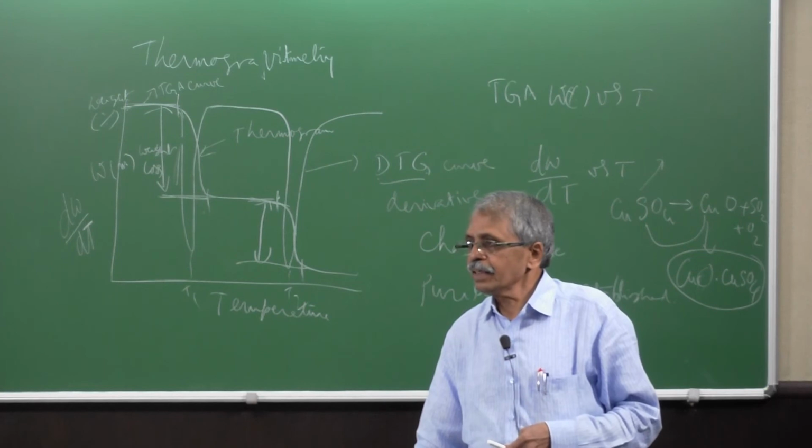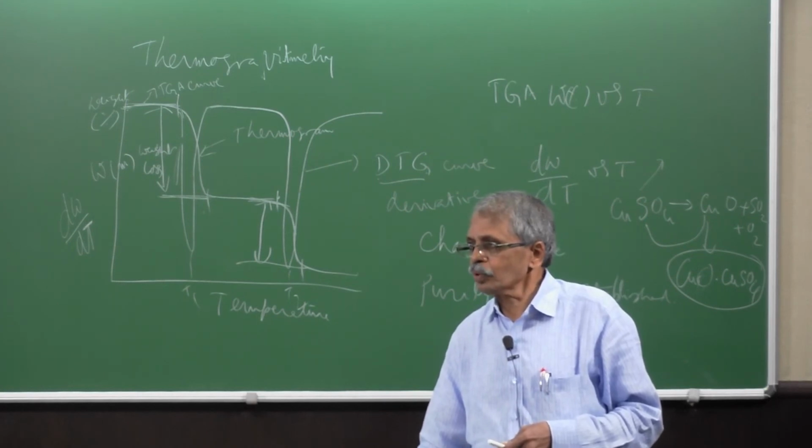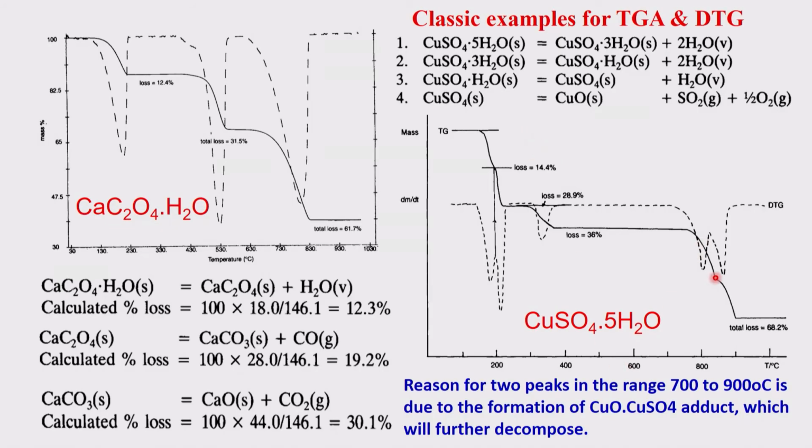So, you could see the step 1, the step 2, the step 3, and then if you take these 2 steps, it is the copper sulfate copper oxide adduct breaking down again back to sulfur dioxide and oxygen. Those are the things that you can see.